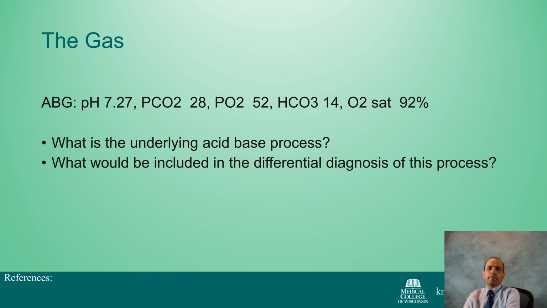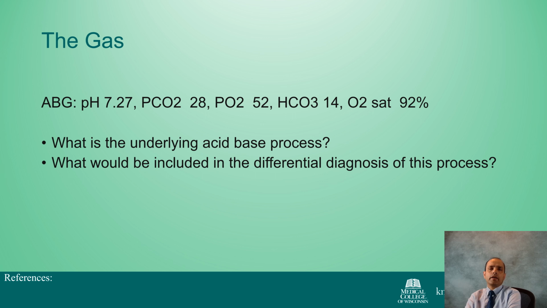So now the ABG result is back. pH is 7.27, PCO2 of 28, PO2 of 52. Bicarbonate is 14. Remember, bicarbonate from ABG is a calculated one. It's not the measured one. So you need to look at bicarbonate from BMP for more accurate measurement. And oxygen saturation of 92.